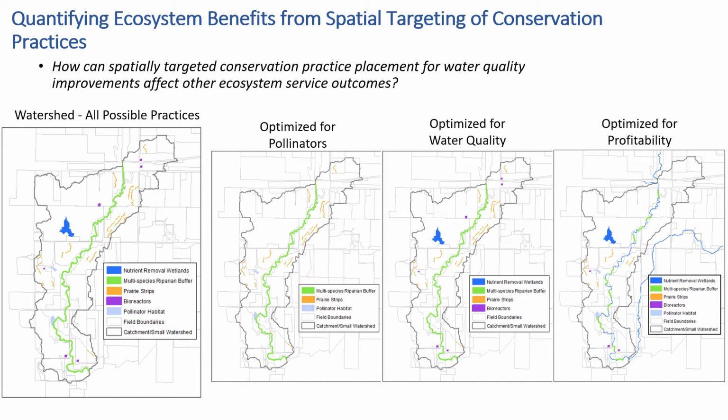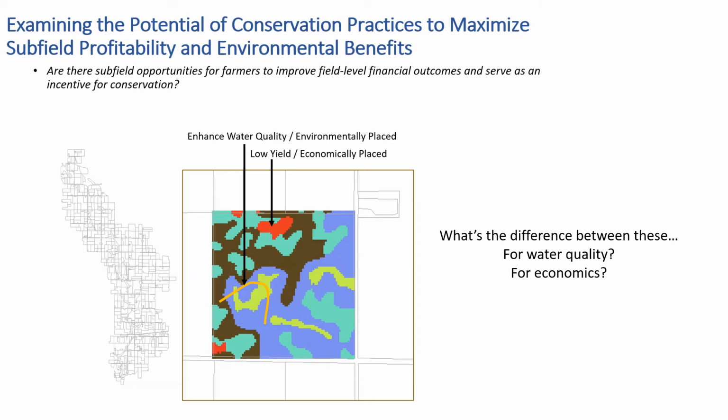This chapter is about quantifying and maximizing ecosystem benefits from spatial targeting. So if we have a watershed with all potential conservation practices, how do we optimize those practices for pollinators or water quality or profitability to get the most benefits or outcomes from our spatial targeting?